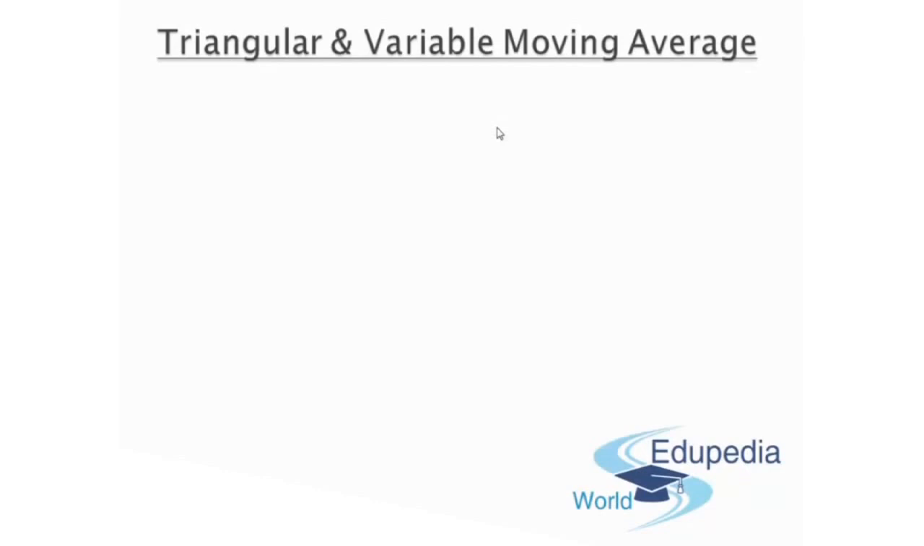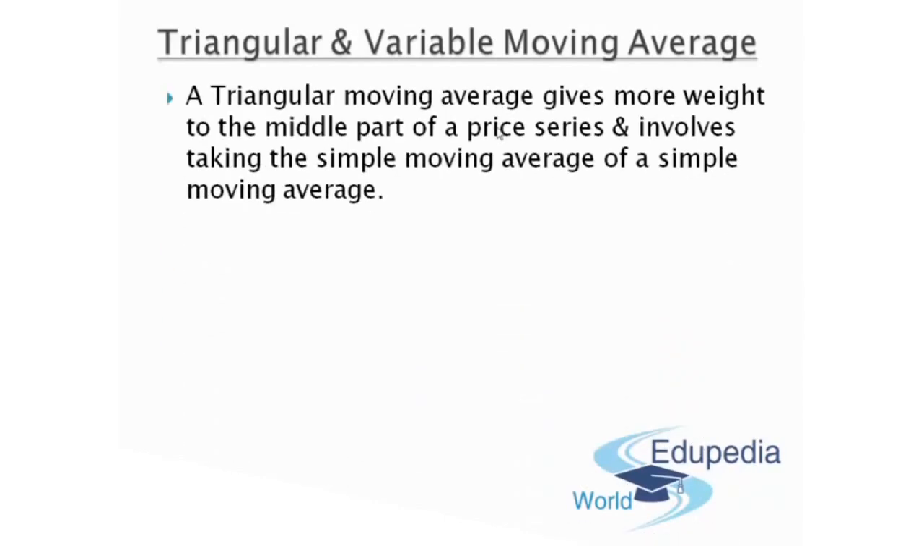Remember guys, I told you about 5 moving averages: simple, exponential, weighted. Weighted is being used in simple as well as exponential, and the other two were triangular and variable. So what does triangular moving average mean? Basically, a triangular moving average gives more weight to the middle part of the price series and involves taking the simple moving average of a simple moving average. So that's how it goes. And this double smoothing basically eliminates the noise even further. A triangular moving average gives more weight to the middle part of the price. That's how triangular is being made.